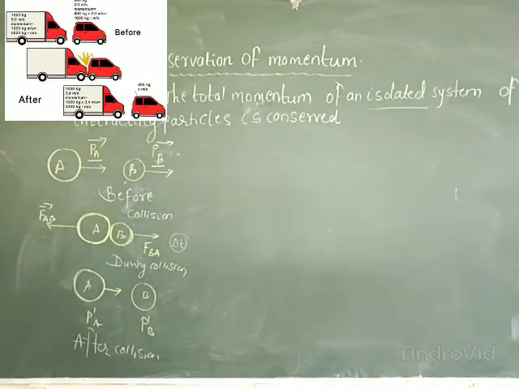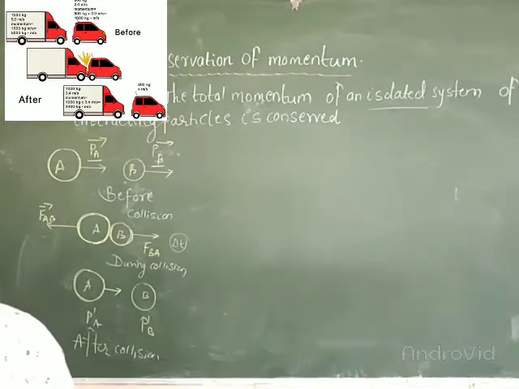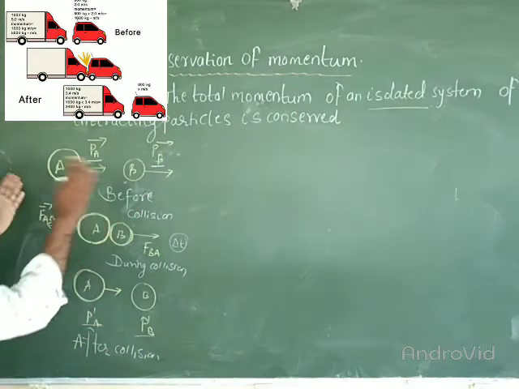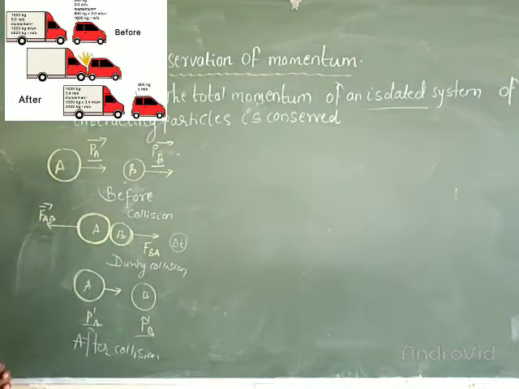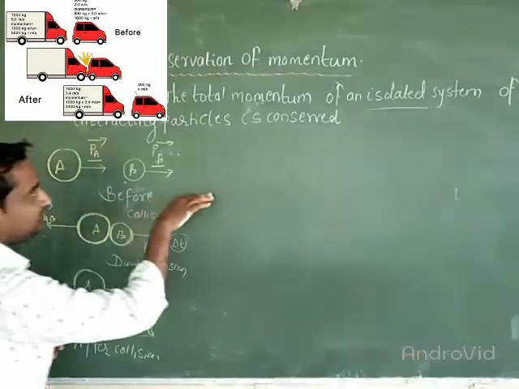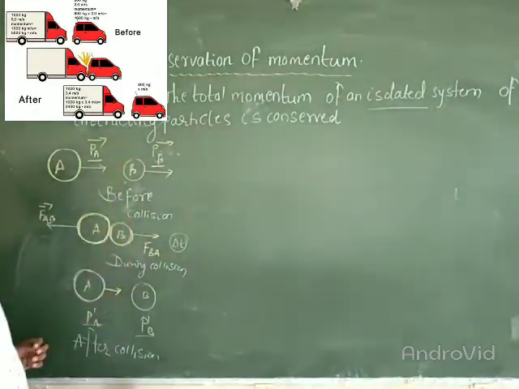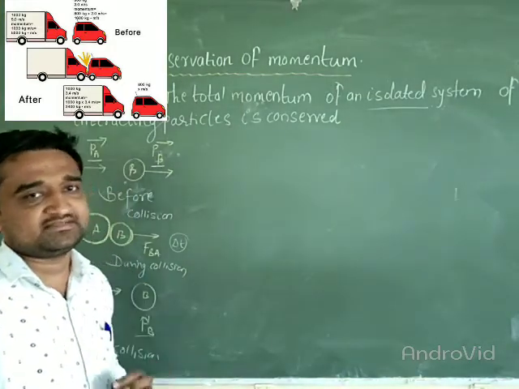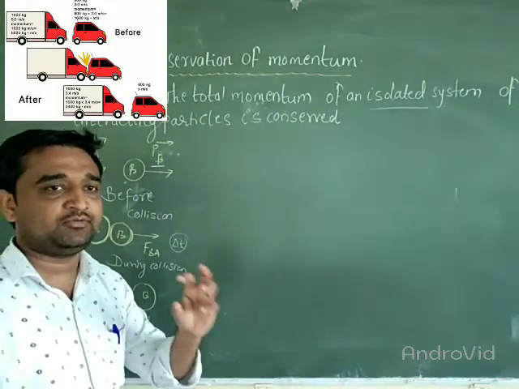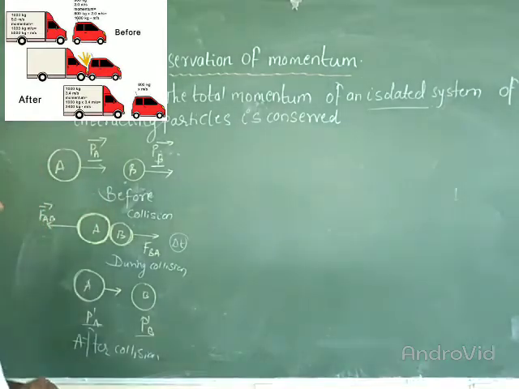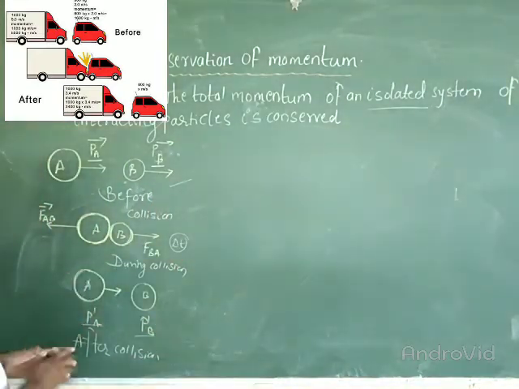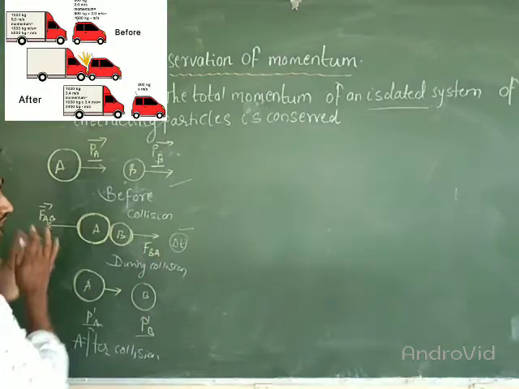After the collision, what happens? The two bodies move apart with final momenta P dash A and P dash B. Here, see, there are two bodies called A and B. Initially they are moving with momenta PA and PB. Which symbol do we use to represent momentum? P, and it is equal to the mass of the body into the velocity with which it is moving. So before the collision they are moving, and in a small interval of time delta t these two bodies will collide.